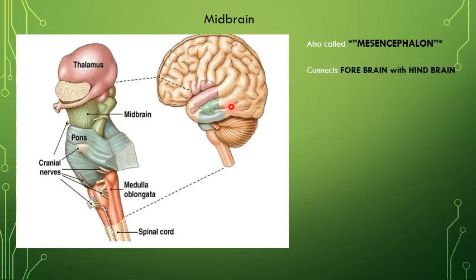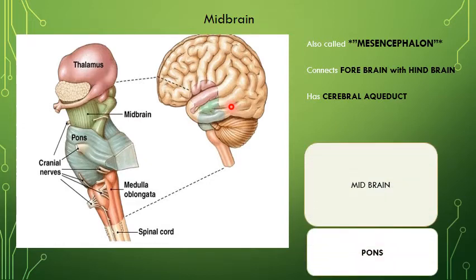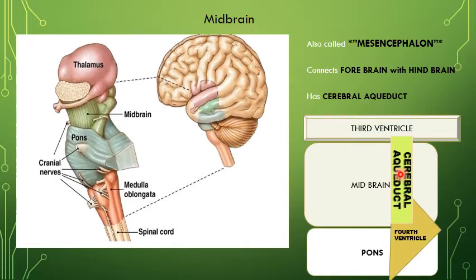It connects the forebrain with the hindbrain. It has a cerebral aqueduct, which is a part of the ventricular system. So I will show it schematically. The midbrain is present above and the pons is present below. The cerebral aqueduct is present at the midbrain as a part of the ventricular system, which connects the third ventricle and the fourth ventricle at the pons.